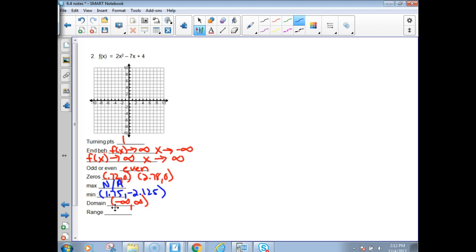The range has to do with that value. So it's going to go from negative 2.13 to infinity. And don't forget it's inclusive.